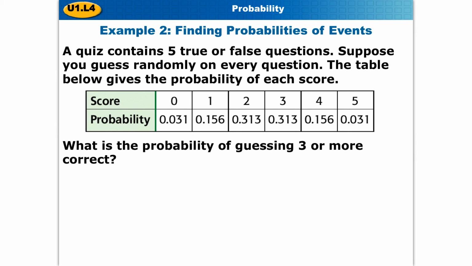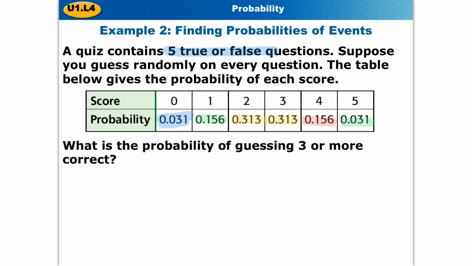Probability can be given as a decimal, a fraction, or a percent. These probabilities are in decimals. If you multiply them all by 100, they would be converted to percents, but here you can leave them as decimals. This problem says that the quiz contains 5 true or false questions, and suppose you randomly guess on every question. Your probability of getting none right is 0.031, which would be 3.1%. And this one would be 15.6%. This one would be 31.3, 31.3, 15.6, and back down to 3.1. But we can leave them as decimals.